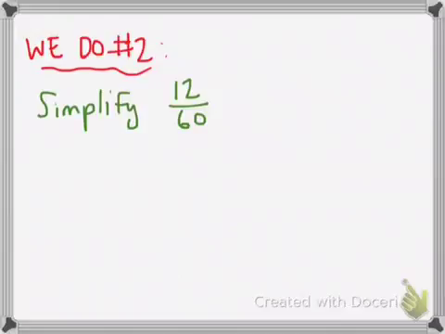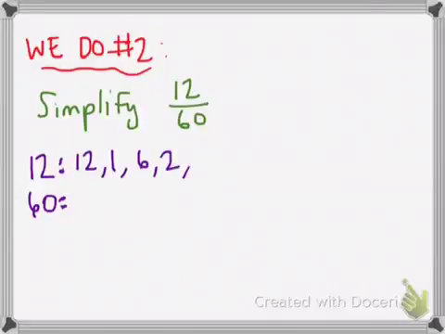Next, we do number 2, simplify 12/60ths. So first, list the factors of the numerator and denominator. So let's list the factors of 12 and then 60. So let's start with 12. I know that, again, 12 times 1 will give me 12. 6 times 2 will give me 12. And then 4 times 3 will also give me 12, a product of 12. So these are the factors of 12.